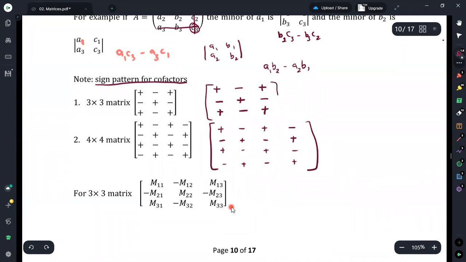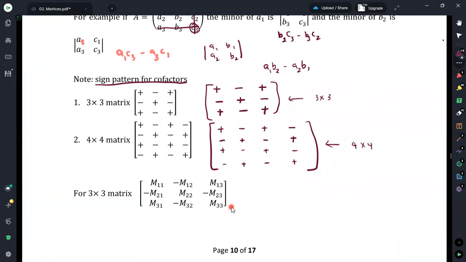This is the simplest way of writing down the sign pattern. Therefore, this is for 3 by 3. It is for 3 by 3 matrix, and this sign pattern is for 4 by 4 matrix. But for our calculations, we will stick with these 3 by 3 matrices only. Therefore, we are not going to worry about the sign pattern for 4 by 4 matrix.